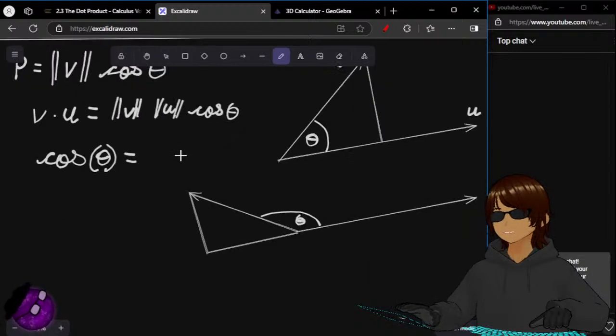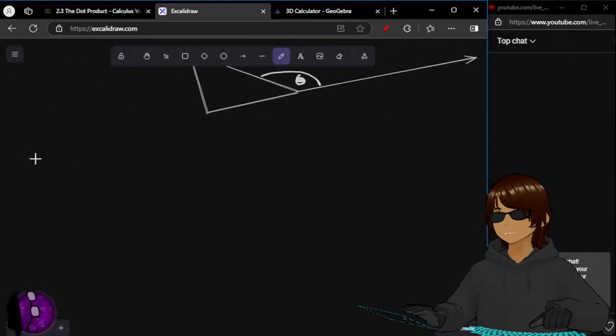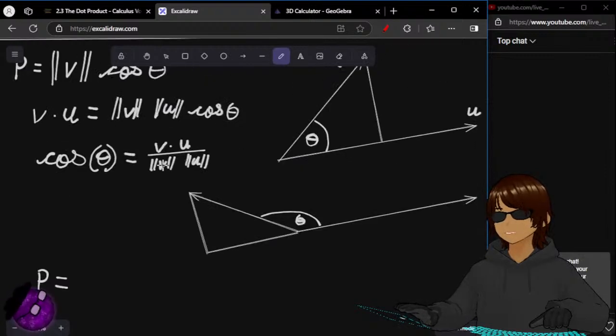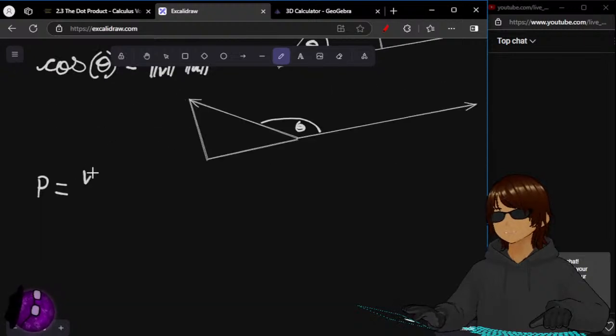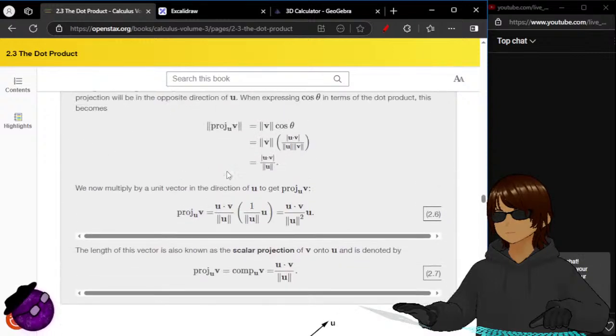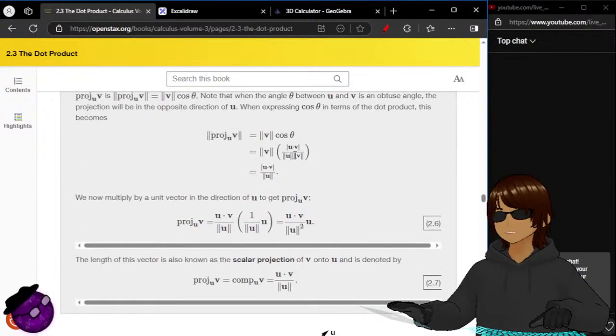So cos theta is v dot u over the magnitude of v times the magnitude of u. Then if we place it over here, we get p. The v will cancel out, and then we will be left with v dot u over magnitude of u. This is it, right? I don't know where the modulus is coming from.